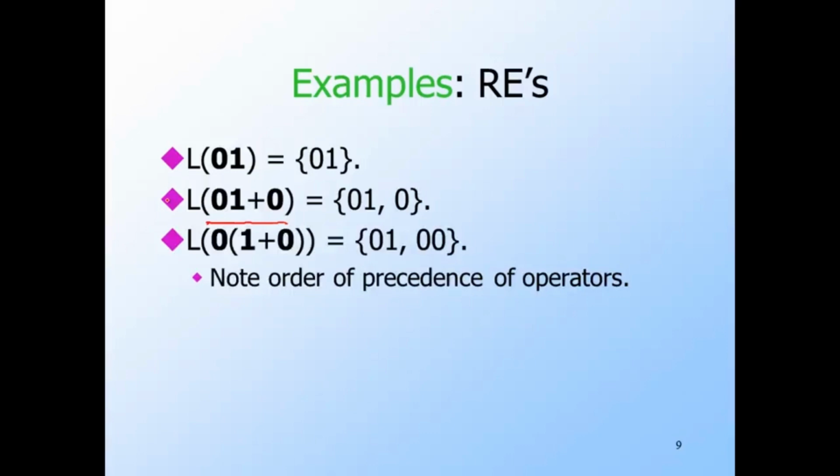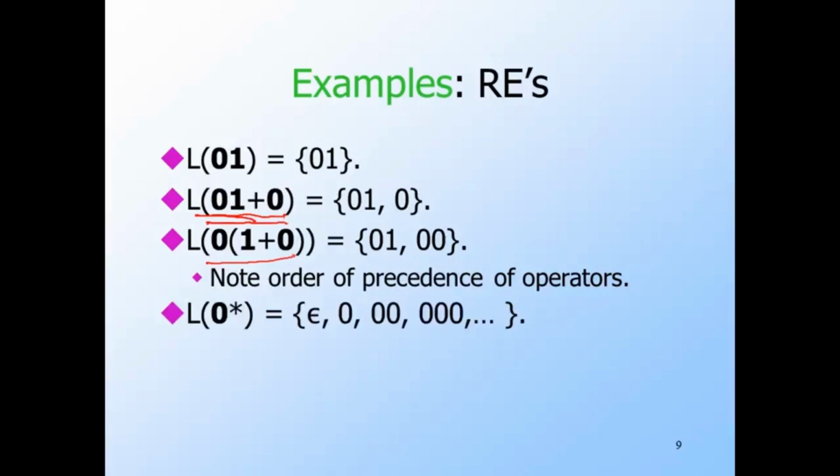The language of 0 concatenated with 1 plus 0, that's this expression, is the two strings 01 and 00. Notice that we need parentheses to force the plus to group first. Without them, since concatenation takes precedence over plus, we get the interpretation of the second example, that is, this one, and obviously you would get somewhat different languages. The language of 0 star is the star of the language containing only the string 0. This is all strings of zeros, including the empty string.